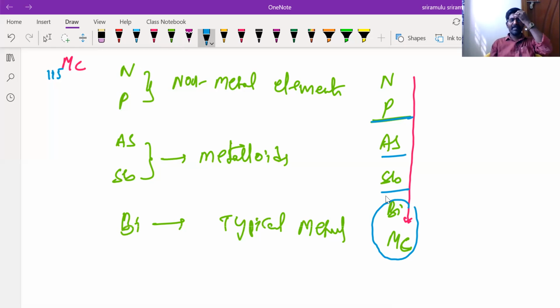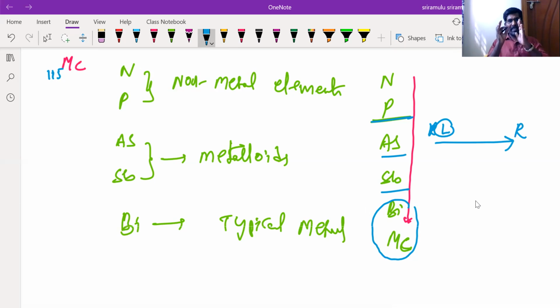Here, basically, the 15th A group elements, if you have to compare the metallic character in the 14th A group elements and next the 15th A group elements, if you move across the periods from left to right hand side, then what happens here? 15th A group elements are less metallic in nature than that of 14th A group elements.